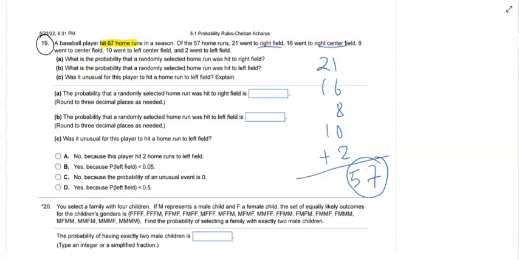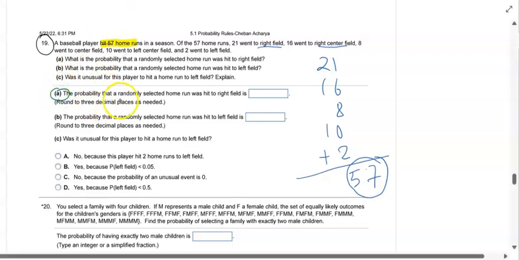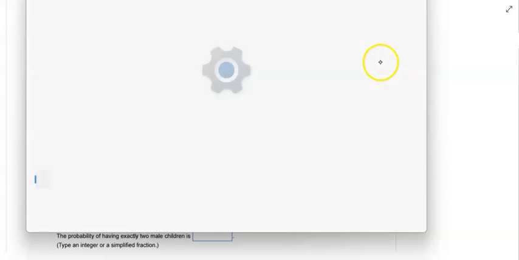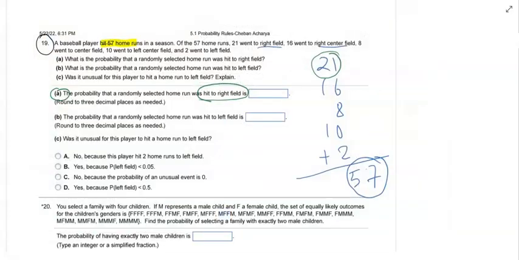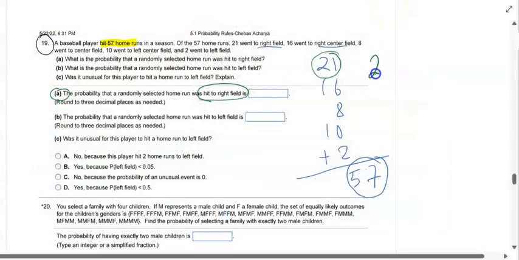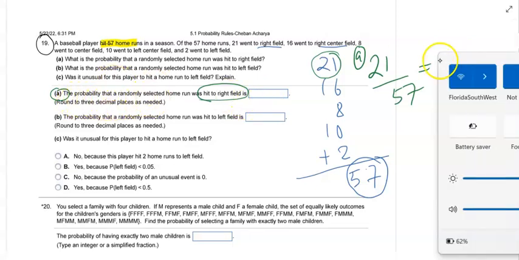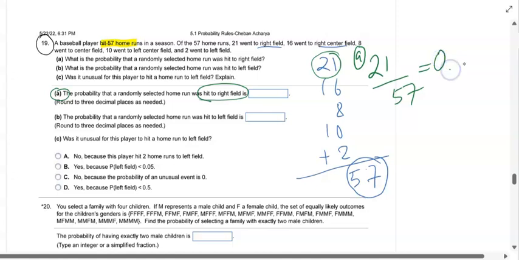And the first question is, find the probability that a randomly selected home run was hit to right field. Out of 57, 21 went to right field. Therefore, the probability here is going to be 21 divided by 57, which, when you round it to 3 decimal places, must be 0.368.